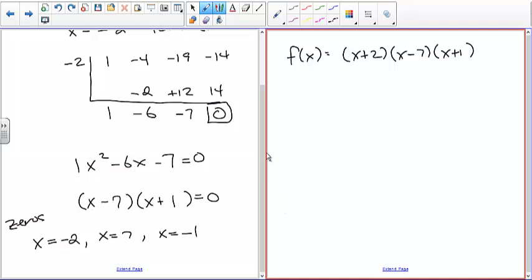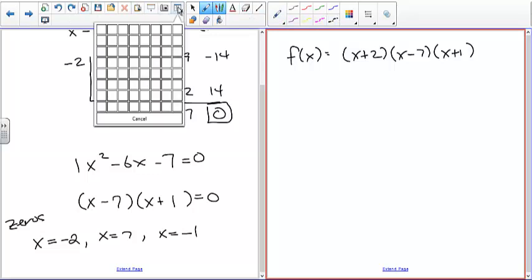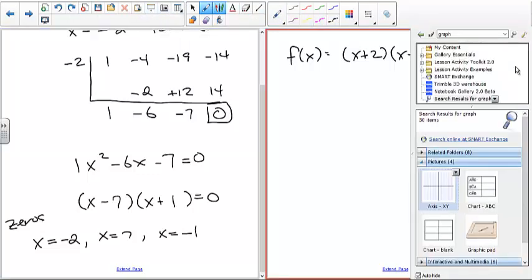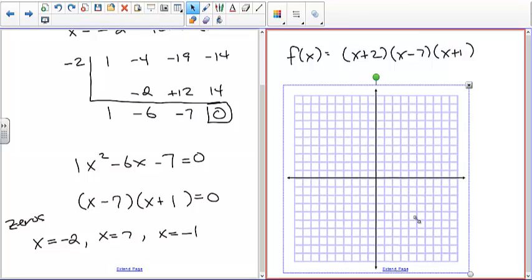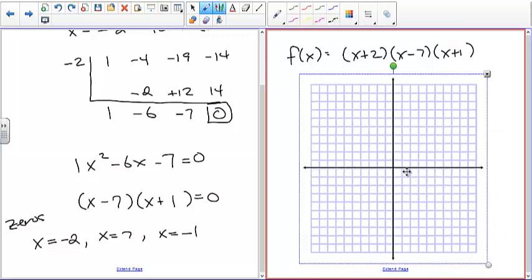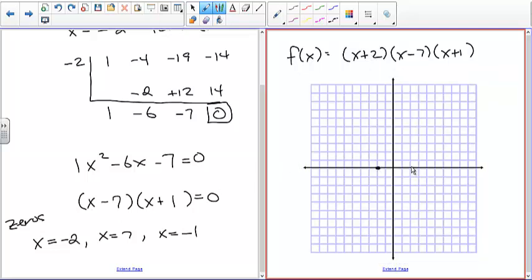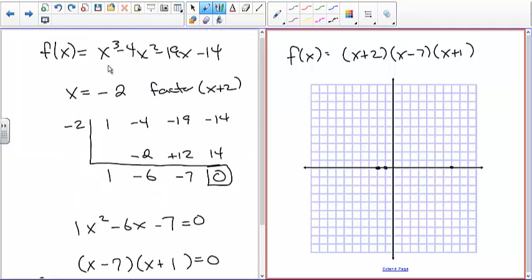And if I wanted to plot this, I'm just going to ask you to plot it knowing the end behavior and the zeros. I'm not going to ask you to plot any additional points just because you're not going to have time to do that. So what you'll do is you'll plot the zeros. So you'll have negative 2, negative 1, and 7. 1, 2, 3, 4, 5, 6, 7. And because the leading coefficient here is positive, the end behavior is going to be like this and like that. So you would just draw it up.